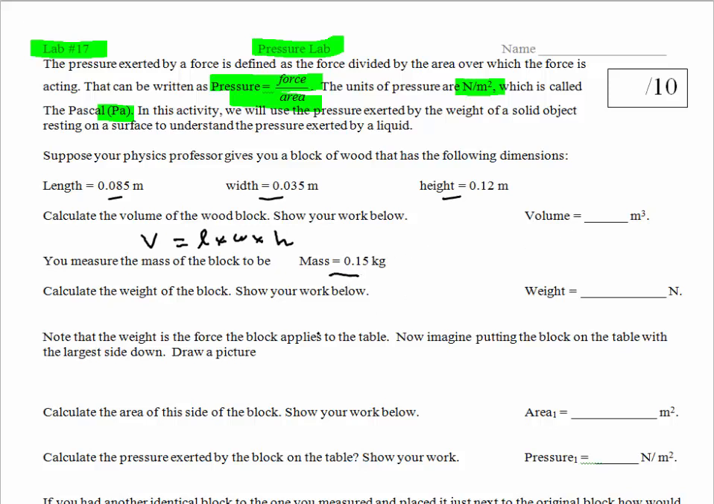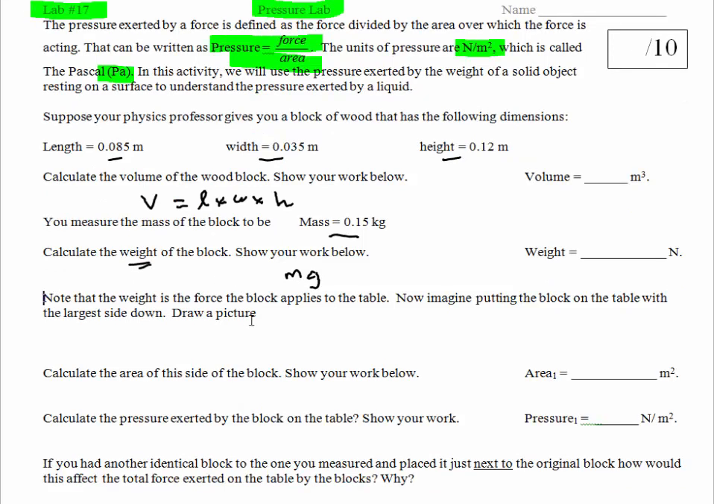Here I've done that for you. And you're going to calculate the weight, where the weight is just going to be equal to mass times gravity. Can't forget that in all of Physics 101, weight is mass multiplied by gravity. Then what we're going to do is draw a picture of this thing, and we're going to imagine putting it with the largest side down. So picture me having a block, and I'm going to draw it with the largest side down.